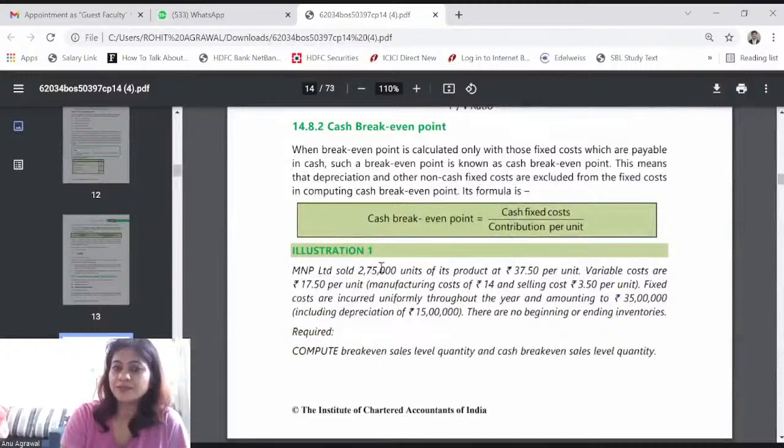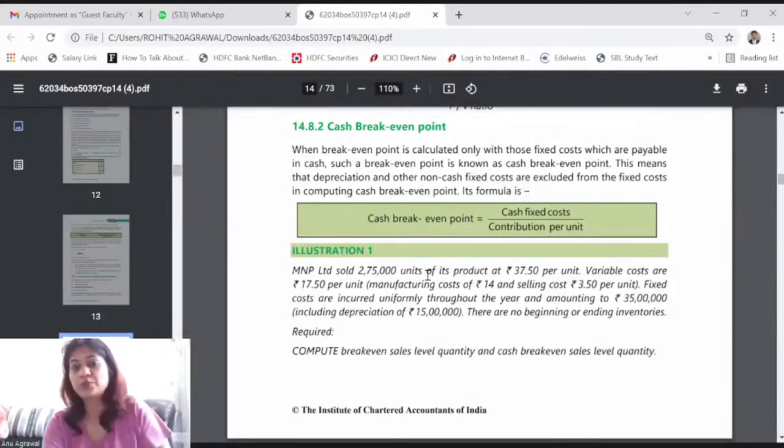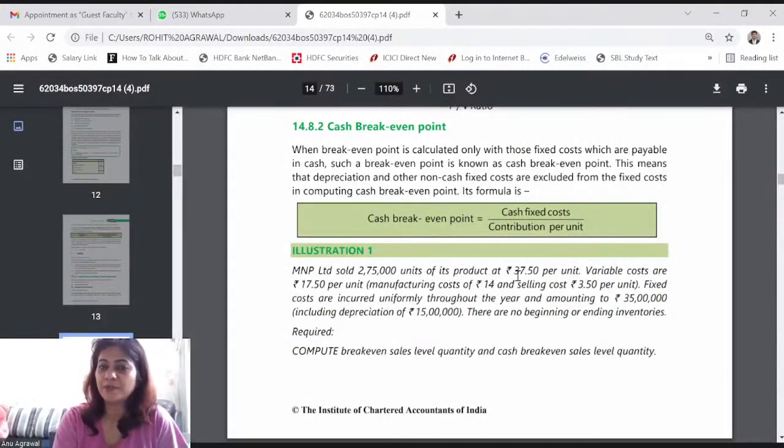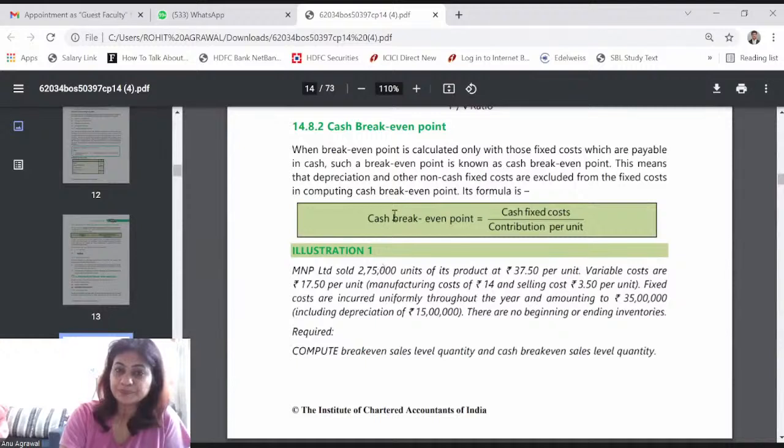So they give you a question. MNP has sold 2,75,000 units of a product at 37 rupees 50 paisa. Variable costs are 17 rupees 50 paisa.